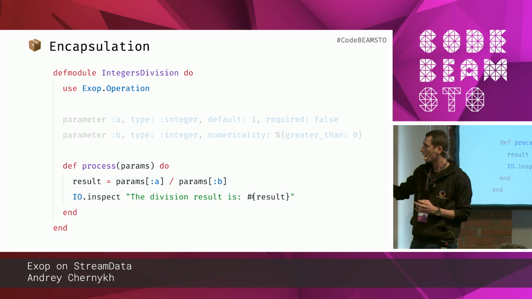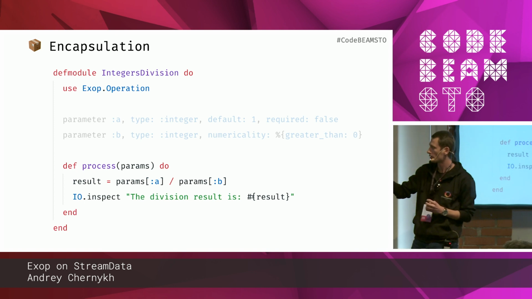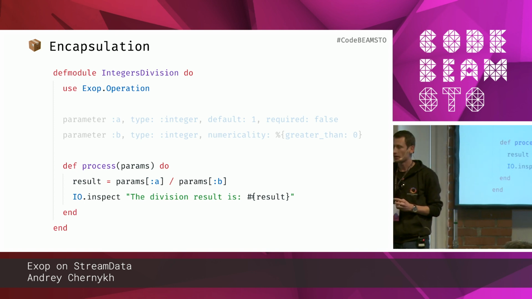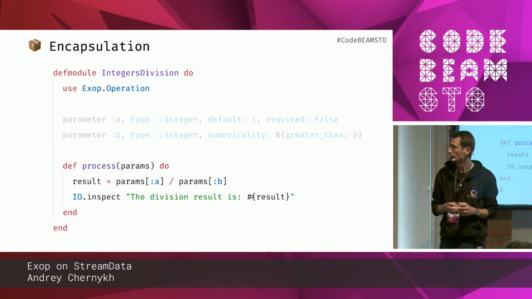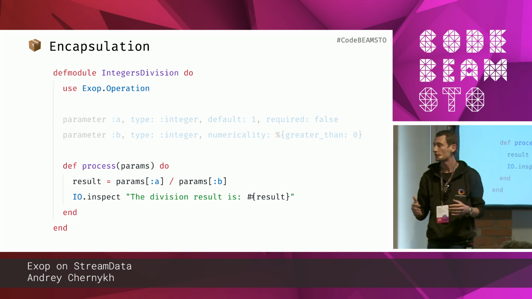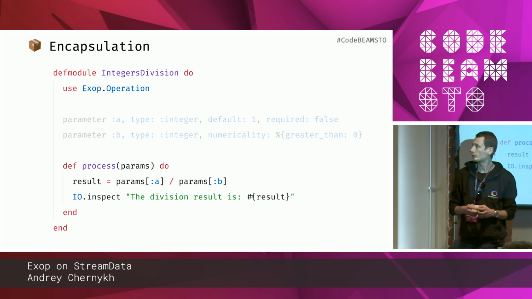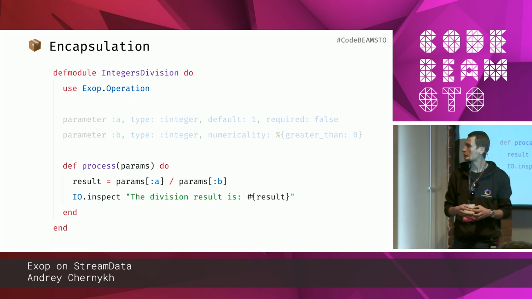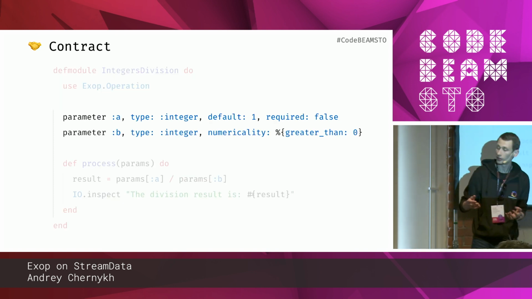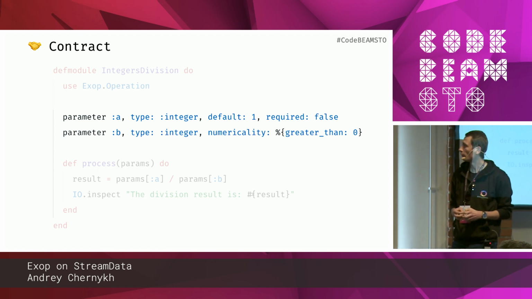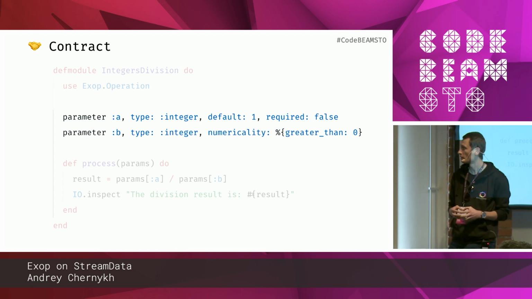It's an operation, and the business logic is encapsulated in a process function, which takes a single parameter, a map of parameters which were declared in a contract. And the keys of this map are the names of those parameters. This is how the contract looks. We have defined two parameters, A and B. They are integers and they have some checks.